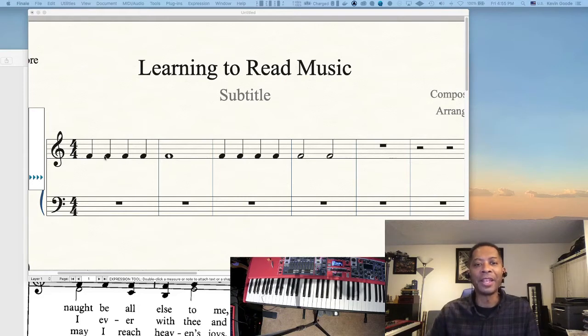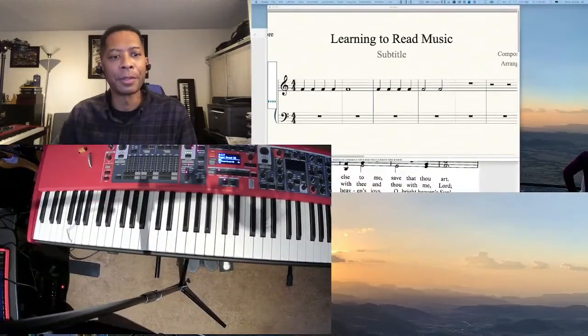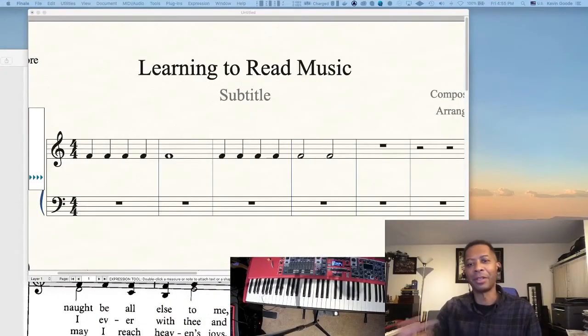I'm going to play this whole piece for you, and I'm going to count it at the same time, so hopefully you guys will be able to follow along. I'm going to bring it up so you guys can see it a little bit clearer. Okay, we'll leave it here. Here we go. Ready? One and two.